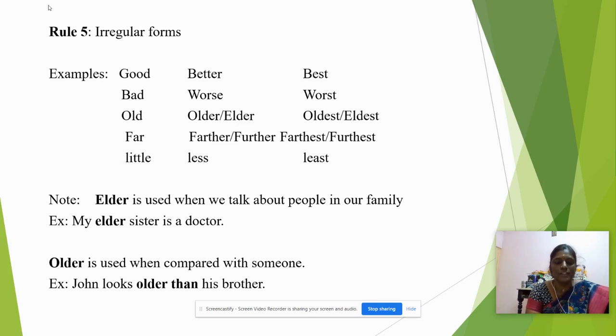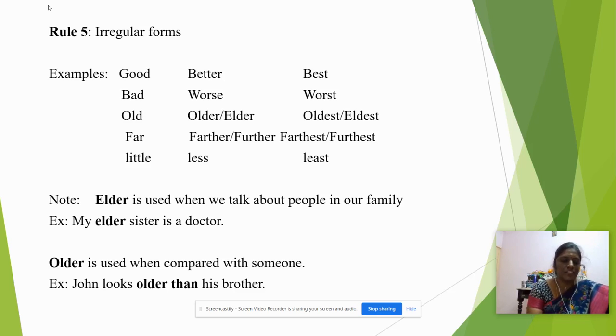Old can be used in two ways: older, elder; oldest, eldest. Far, farther, further; farthest, furthest. Little, less, least. These are irregular forms. We have to learn this. Good changes into better for comparative and best for superlative. Bad, worse for comparative, worst for superlative. Old, like that. See the example.